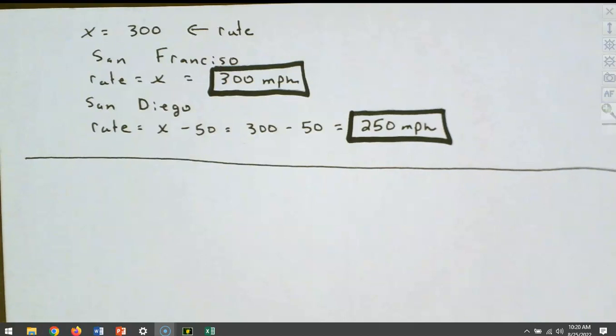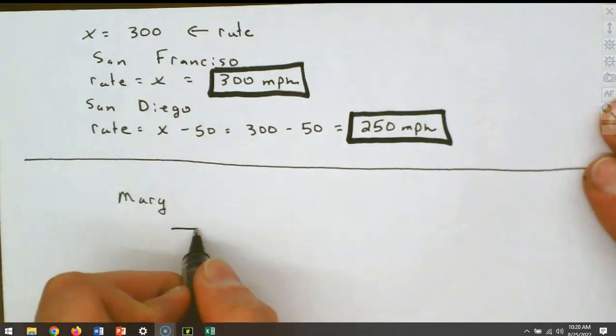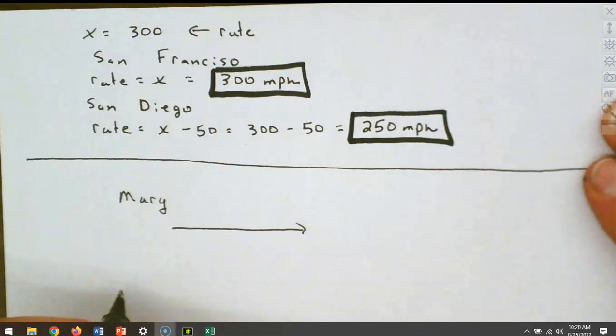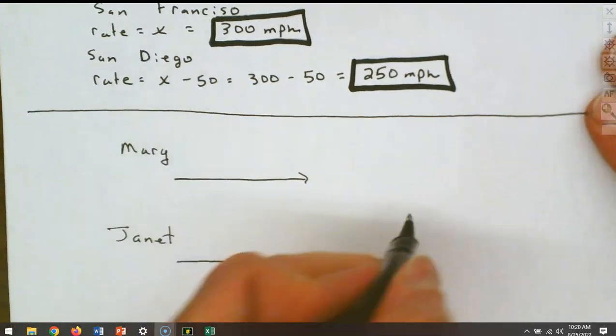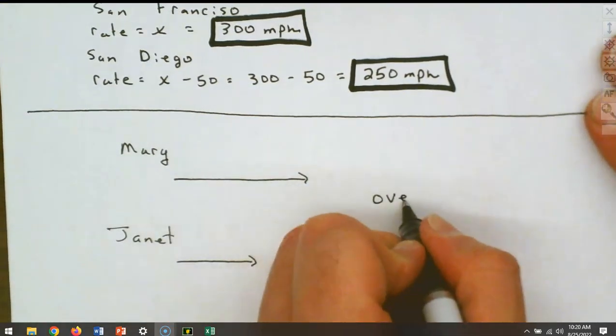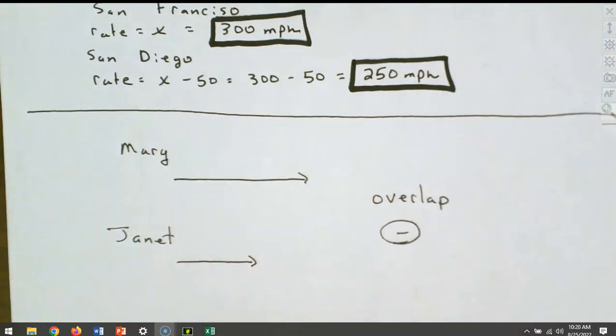When I draw these arrows and they're going to overlap, I always make sure I draw the larger one first. The faster person always goes on the top. So we've got Janet and we've got Mary. And Mary's the faster runner, so she'll go on top. And Janet is the slower one. And these overlap. So that means then it's going to be subtraction.